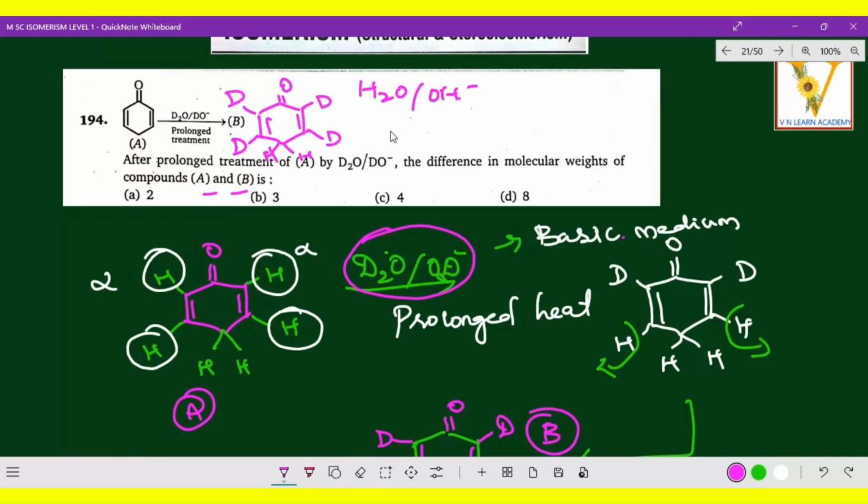Comparatively, hydrogen is 1, deuterium is 2, tritium is 3, hydrogen isotopes, right? So in that way, here it will vary by 4. So the answer is 4.